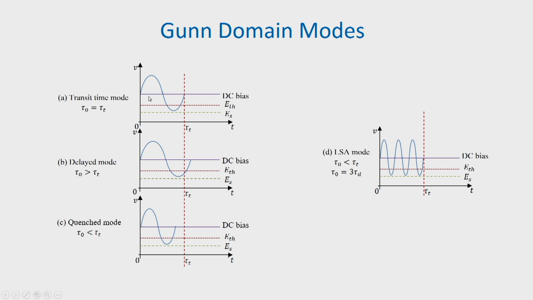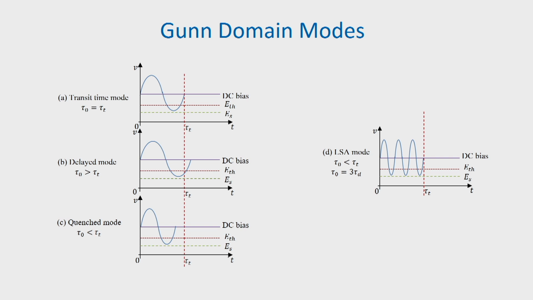and during the positive half cycle we have the device biased above the threshold voltage, then domain formation will take place, and as long as the voltage across the device does not fall below some sustaining field, and as long as the electric field inside the device is above some sustaining field E s, the domain will transit through the device and the formation of the next domain will start after the end of this tau naught.